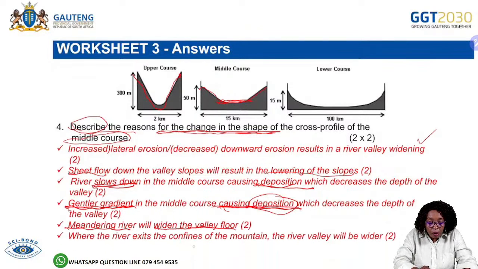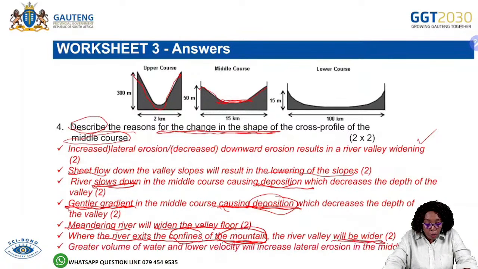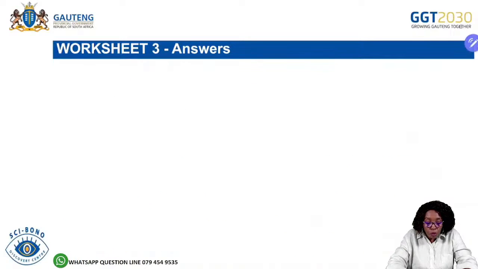Where the river exits the confines of the mountain, the river valley will be wider. So when the river exits the confines of the mountain, then it becomes wider. Isn't it that the mountains were just restricting its width? Because now it has left the confinement of being between the mountains, the river becomes wider as it leaves the confinement of the mountain. Greater volume of water and lower velocity will increase lateral erosion. So there is more lateral erosion because of the greater volume of water and also the lower velocity. So those are your answers.